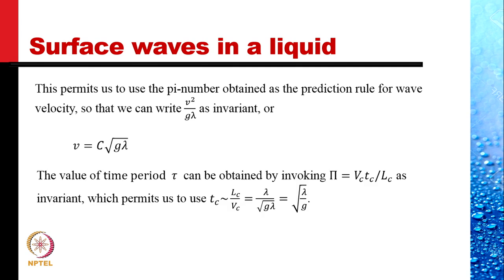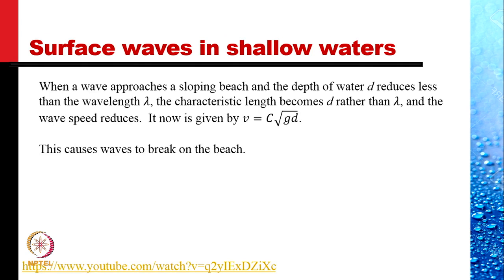The scale factor for velocity is related to the scale factor for time and length, so that Vc Tc by Lc is invariant, which permits us to use Tc is like Lc by Vc. And so the time period is like under root lambda by g. This is for surface waves in water in the deep ocean, where d is much larger than length.